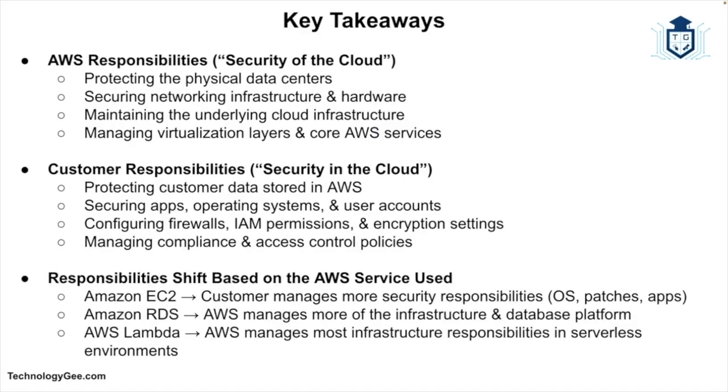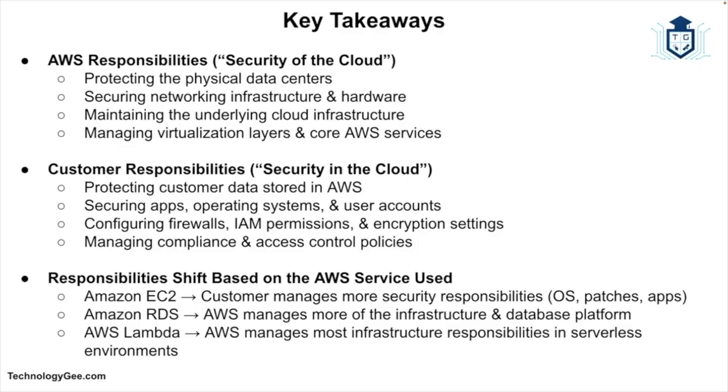All right, so here's the key takeaways that you need to understand. More abstraction equals less responsibility. So basically, the more AWS manages, the less you manage, but you never reach zero responsibility.